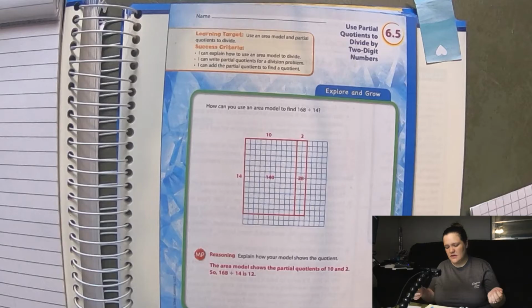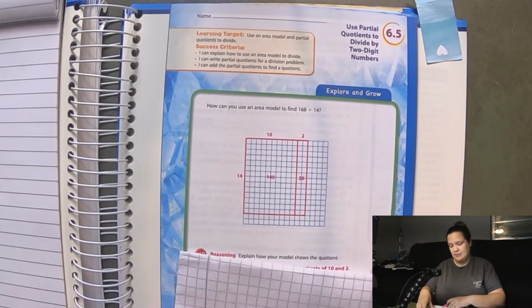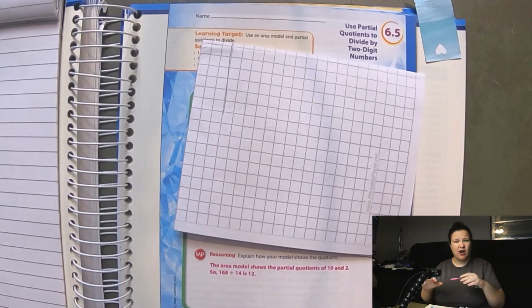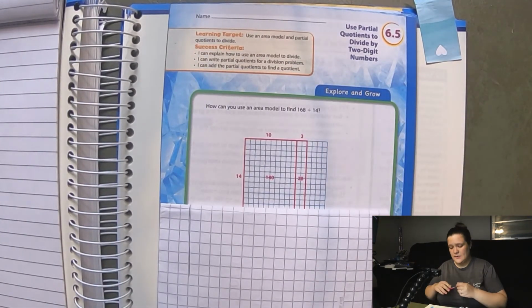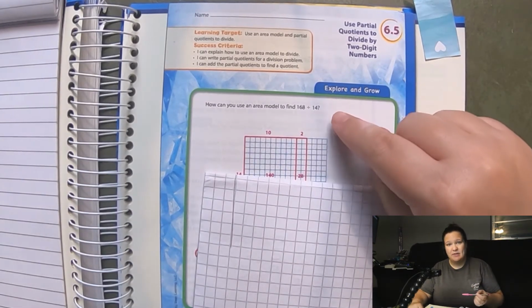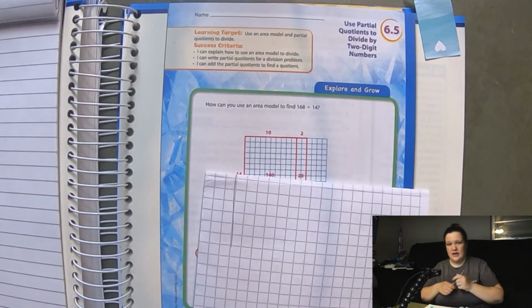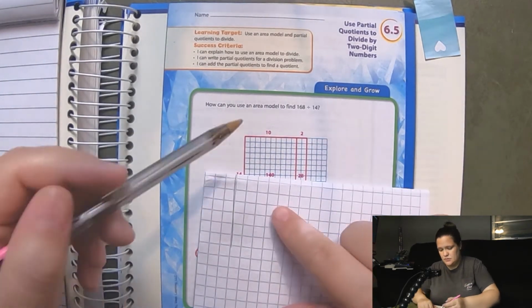Okay, so I'm going to go ahead and do this Explore and Grow with you to kind of start you out. So it says, how can you use an area model to find 168 divided by 14? So we're going to draw it out, and I'm going to draw it on my graph paper here, and you're going to draw it on the little grid paper that's in your book. So we know that it's divided by 14, so we know that one of the sides is going to be 14 squares long. So we're going to start here.